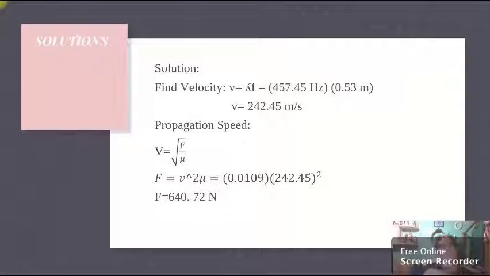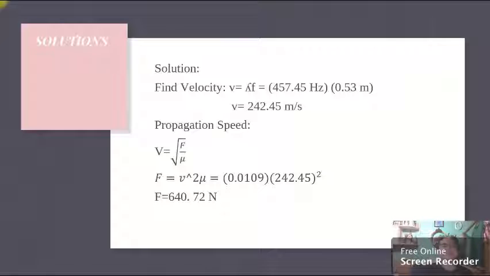And then in order for us to find the velocity, velocity is equal to lambda, or the wavelength, times the frequency. Since we have both of the values that we need, plug it in and we're going to arrive at an answer of 242.45 meters per second.